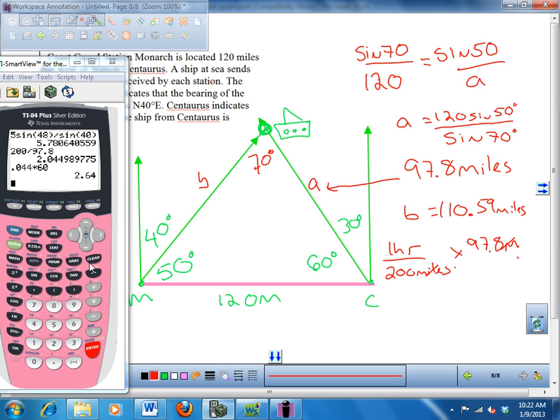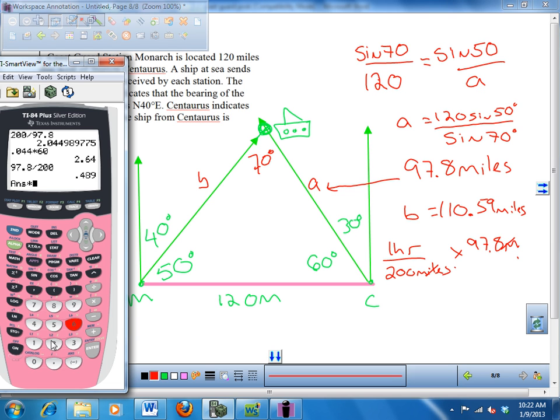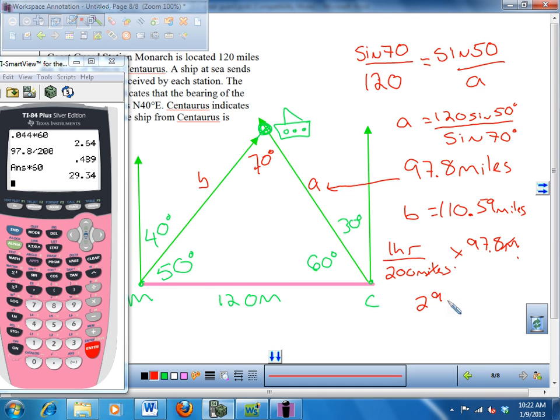So let's do this right this time. 97.8 divided by 200 equals 0.489 hours. And if I multiply that by 60, because I want to know in minutes, that'd be about 29.34 minutes is how long it will take.